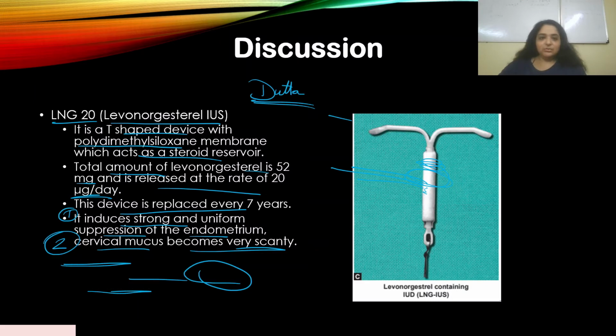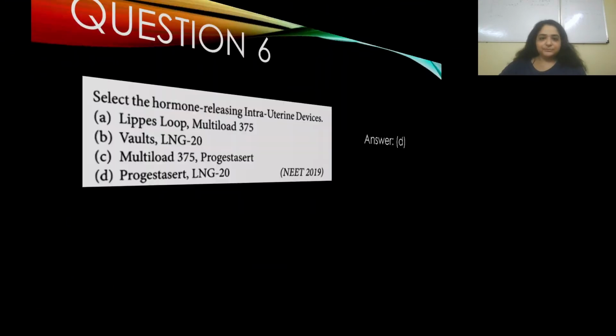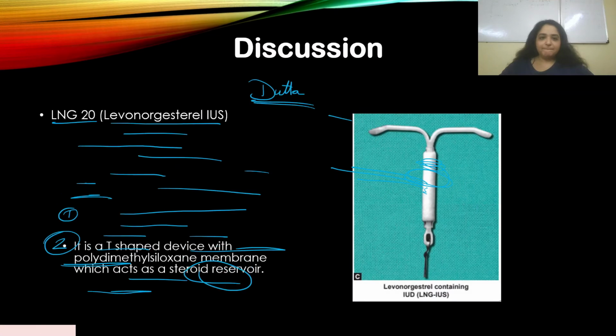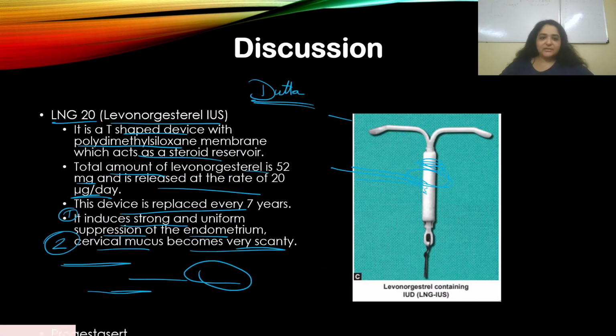So if we go back to our question, select the hormone-releasing IUD, that's Progestasert and LNG 20. Please read the question carefully. If they said copper-releasing IUD, then it would be a different situation, depending on the options available. But here they said specifically hormone-releasing IUDs. Okay, let's move on.